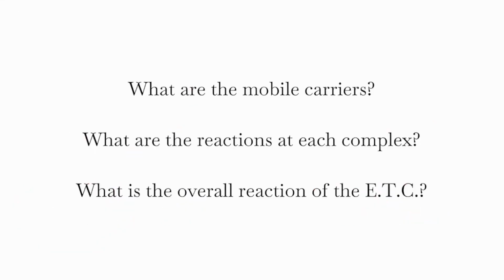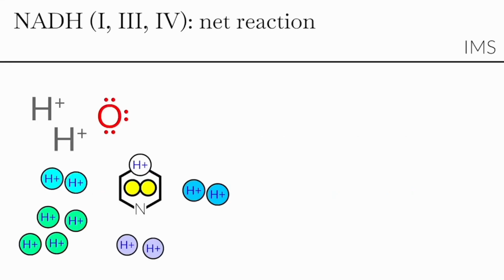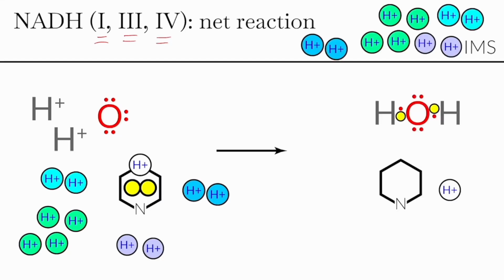All right. Almost done here. So we ask, what are the mobile carriers? What are the reactions of each complex? Finally, what are the overall reactions if we sum up what happened there? And it turns out there's actually 2 reactions depending on where our QH2 came from. So first, if we come from NADH, we've got complex 1, complex 3, and complex 4 involved. And if we look at that overall reaction, we're going to take all the stuff I'm showing here on the left, and we're going to generate the things on the right.